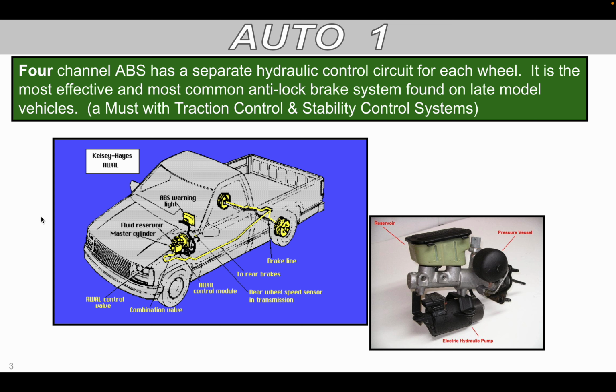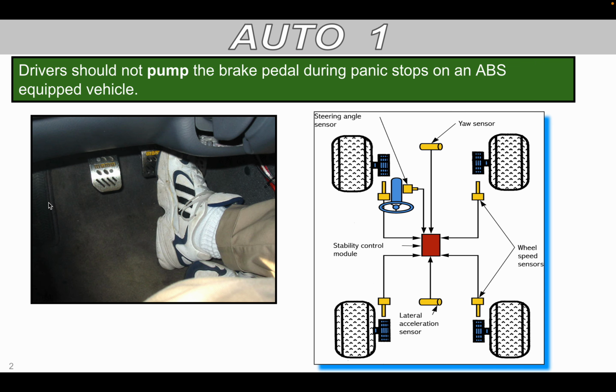Again, 4-channel ABS system is most common nowadays. Each vehicle, each tire is going to have that. Even on pickup trucks, RWAL really isn't the thing anymore, as far as I'm aware.